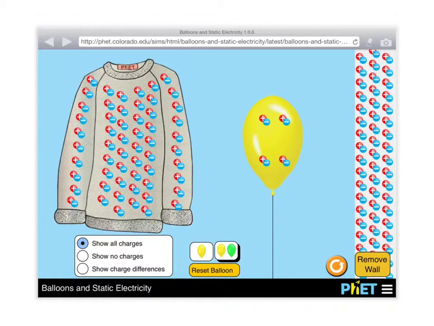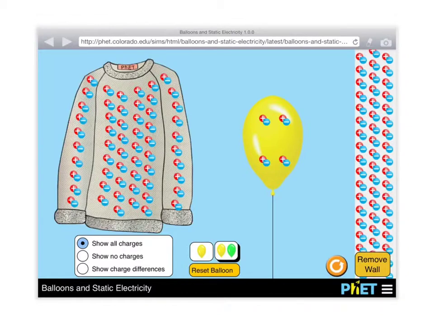Why? Because there's a balloon and a sweater. And I just think that's really cool. They're awesome. Balloons are great. So I'm going to take this balloon and rub it all on the sweater. What happens? It gets a lot of negatives.